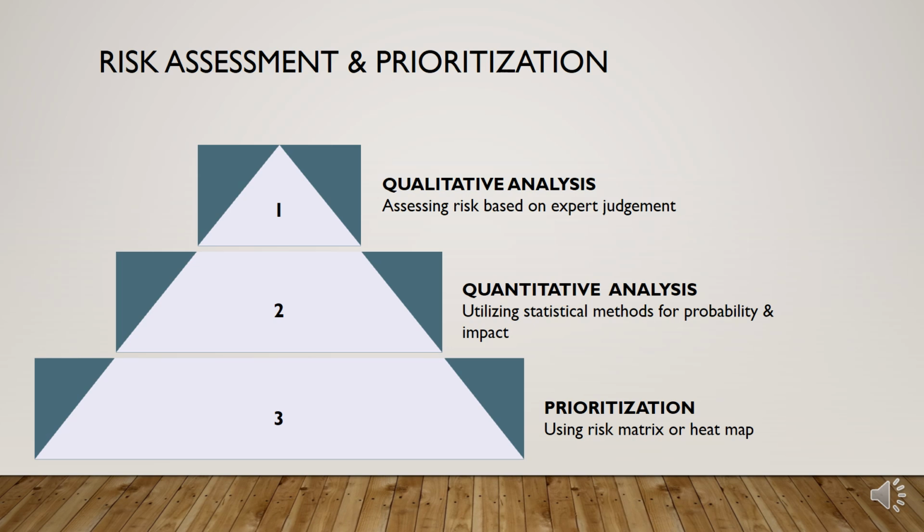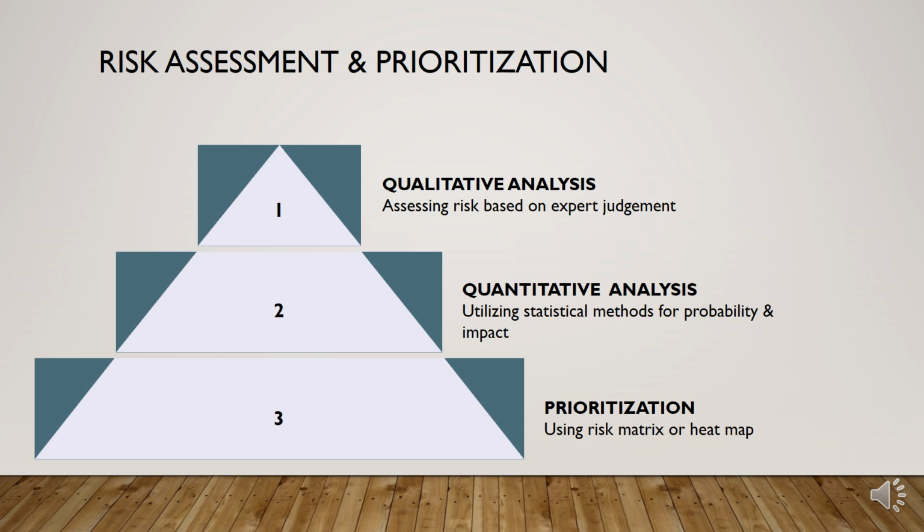Moving forward, the next step is to analyze the risk and prioritize it. Risk assessment can be done either qualitatively or quantitatively. Qualitative analysis means assessing risk based on expert judgment. It is the process of evaluating the probability and effect of risks that have been identified. Qualitative risk analysis classifies risk on the basis of their impact on the goals of the company, whereas the quantitative analysis utilizes statistical methods for probability and impact. For example, using the Monte Carlo approach, decision trees, and models that help in examining how risks affect project goals.